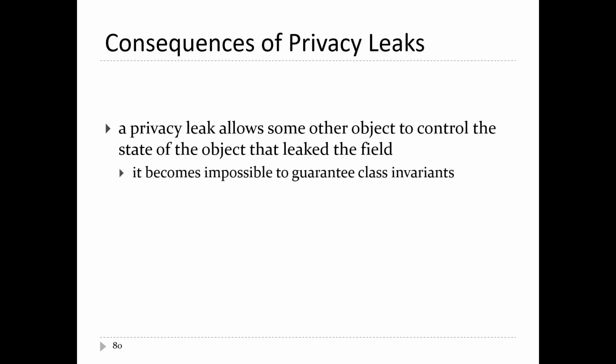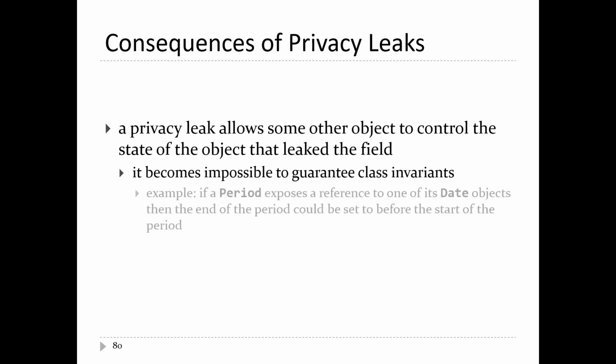If your class has invariants, then the class can no longer guarantee that its invariants are true. So for example, if a period object exposes a reference to either one of its date objects, then whoever gets a reference to one of those objects can arrange it so that the end time of the period comes before the start time of the period. And that breaks the class invariant for the period class.